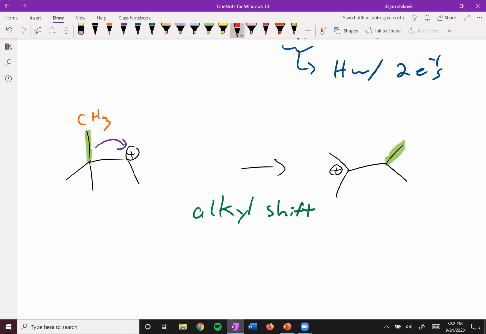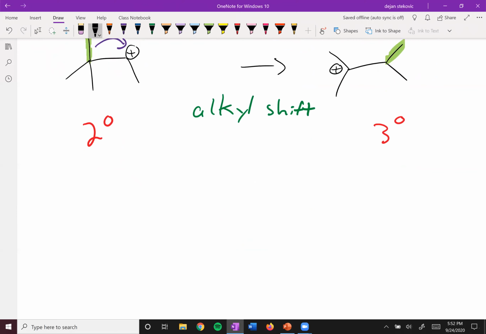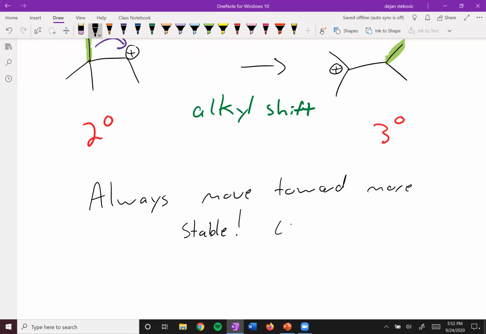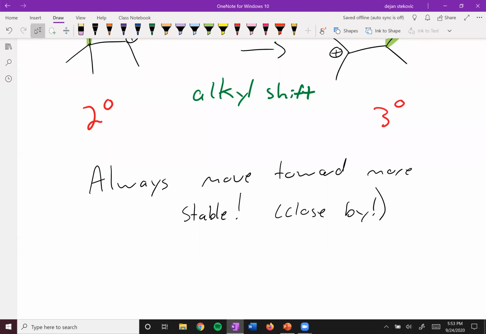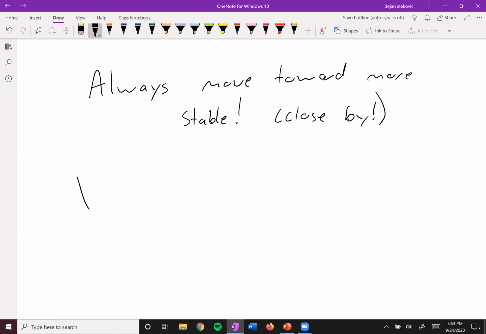And again, this happens because this is a secondary carbocation, whereas this is a tertiary carbocation. So your carbocation is always going to move towards the most stable compound. And not only is it going to move to the more stable one, it's going to move to the more stable close by one.